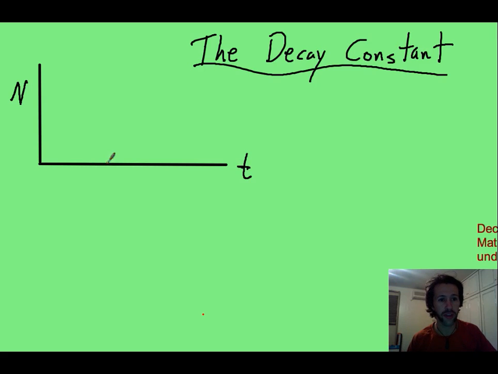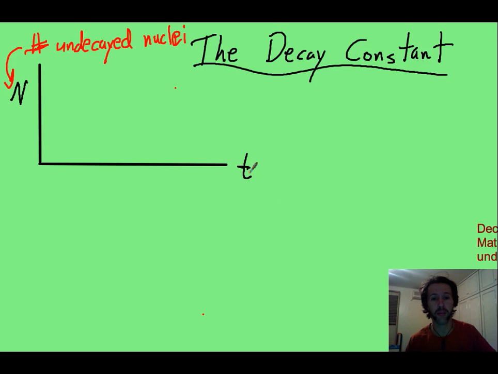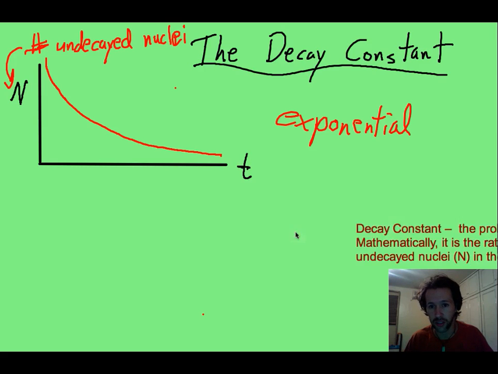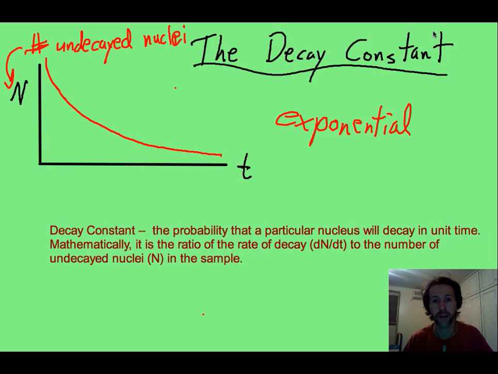Now, you should know that if you have a graph of N, which might be the number of undecayed nuclei, or maybe parents, on your y-axis, and you have time on your x-axis, you are going to get this type of function, and this is exponential. Duh. If you don't know that, demotion. IB bio for you. Now, something you may not know about, though, is that this exponential function is highly governed by the decay constant. Take a minute, pause it, and write this definition down.